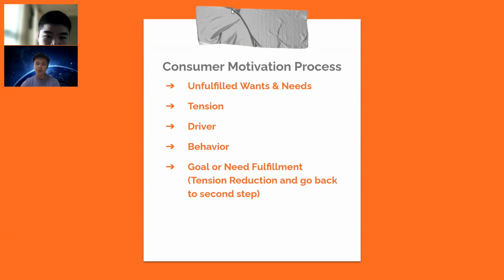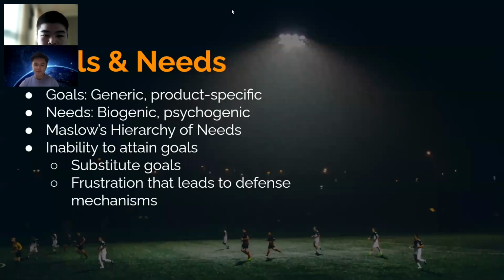The consumer motivation process is also a topic discussed in this chapter. You have unfulfilled wants and needs, tension, driver behavior, and goal or need fulfillment. So what are goals and needs? Goals are usually more generic and product specific, while needs are biogenic and psychogenic, meaning everyone needs them. This is also related to Maslow's hierarchy of needs. You have self-actualization at the top, ego needs, social needs, safety and security needs, and the first one is the physiological needs.